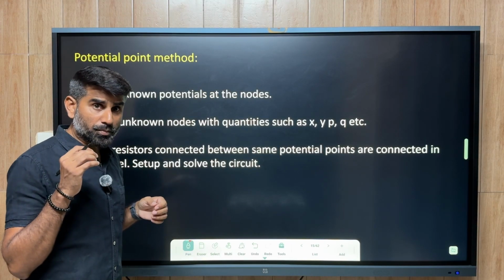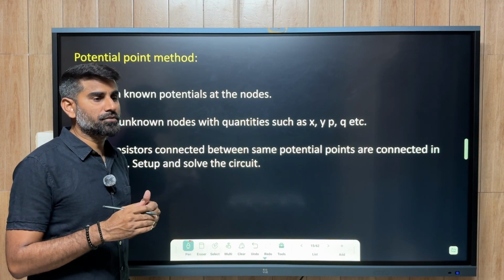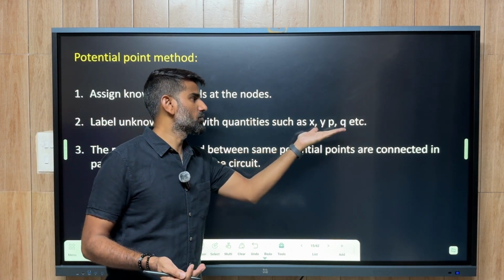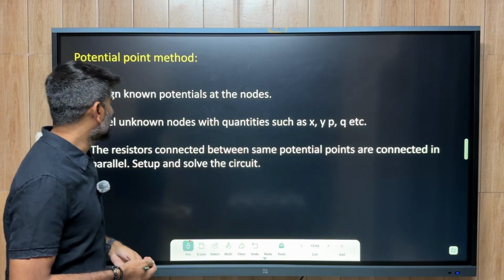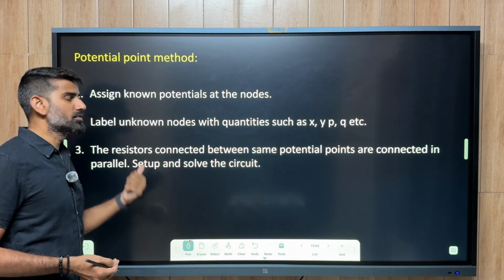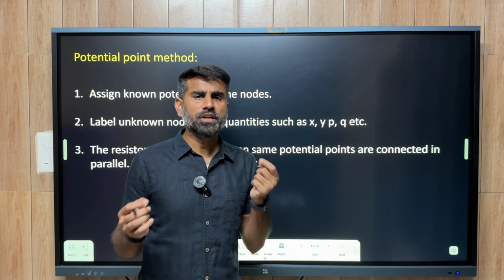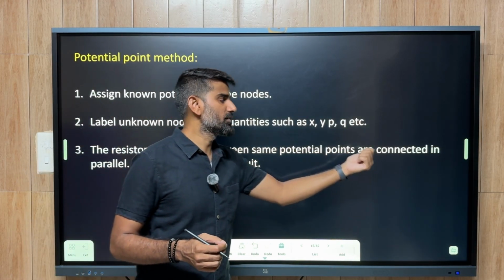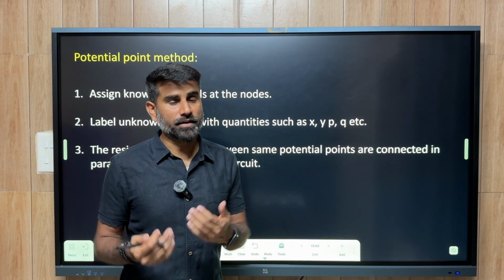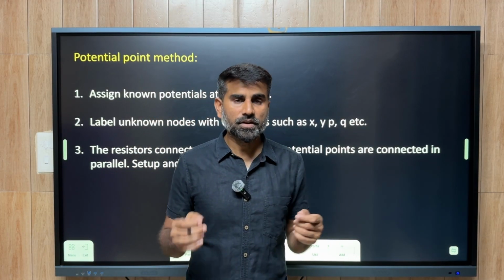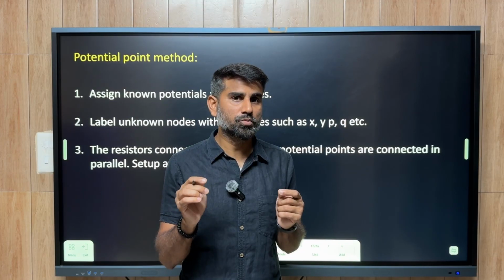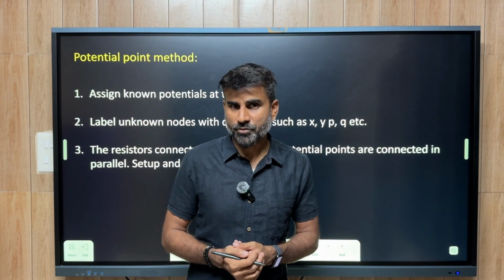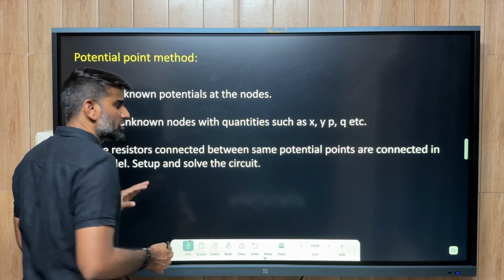Now, for the nodes which have unknown potentials, we have to assign some variables like x, y, p, q. And finally, the resistors which are connected between same potential points are to be considered as parallel. Because in a parallel combination, the potential difference across each resistor or any electric component is the same. So these are the three steps that we are going to follow.